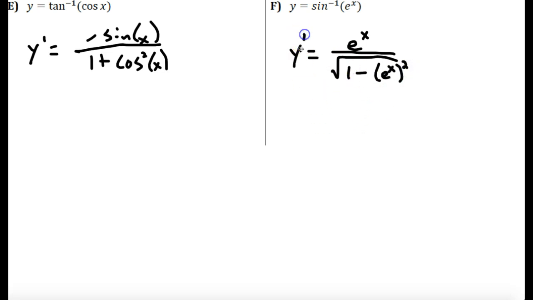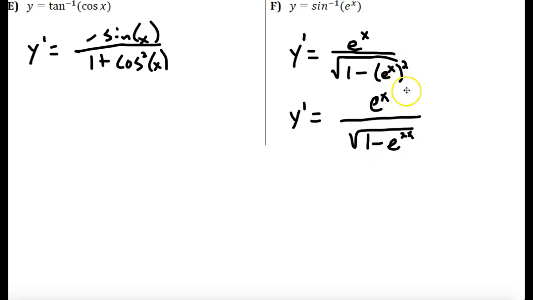Oops, I forgot my y prime there. Now we could clean this up. One common mistake that's made when simplifying this, down here, this would not be e to the x squared. Remember, if I'm raising a power to a power, I just multiply them together. So this would actually be e to the 2x. Okay, e to the x squared is the same thing as e to the 2x. So make sure that you're not making that mistake.